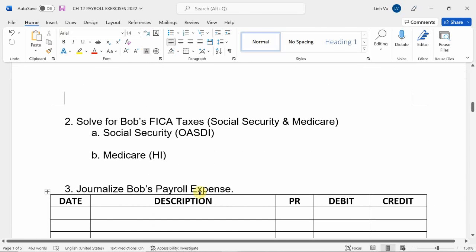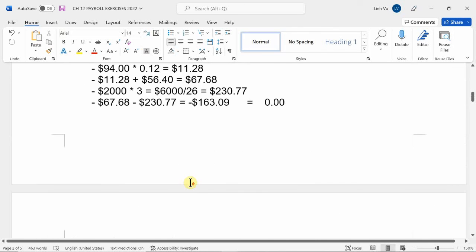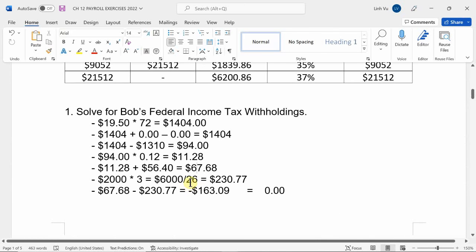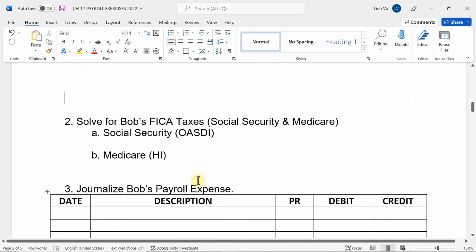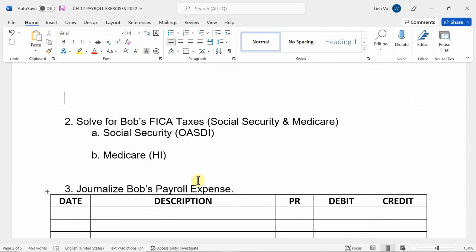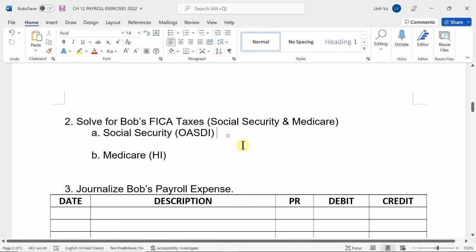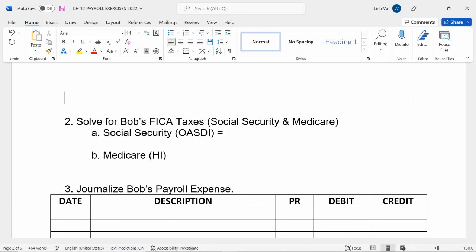Okay. So number 2. Oh no, that was an accident. Sorry. No worries. So number 2, solve for Bob's FICA taxes, so Social Security and Medicare. So Social Security, how much is the percentage for Social Security? 6.2%. Okay.